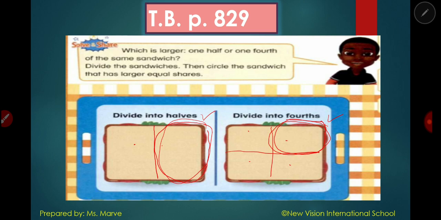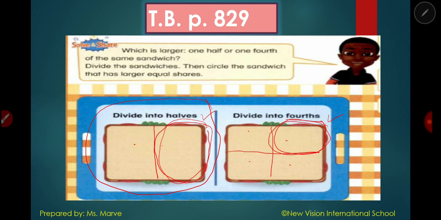Okay, did you understand now? You have to divide two same size shapes into halves and fourths and find which has larger equal shares. Can you decide now? Which one is bigger? Larger means bigger. The 1/2 or the 1/4? Of course, this 1/4. You can circle it now here. Can you see the one I circled?